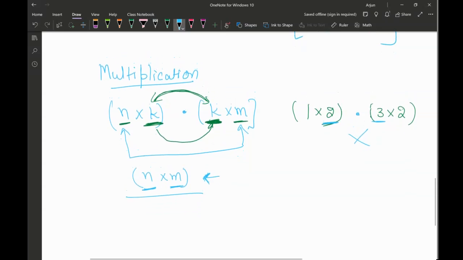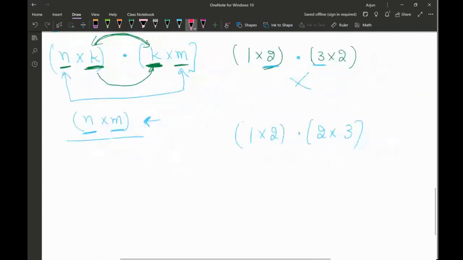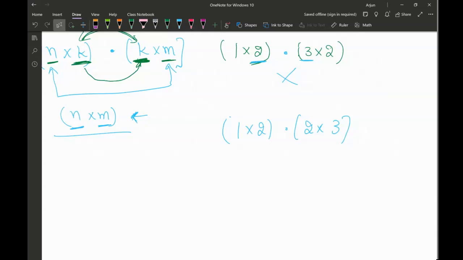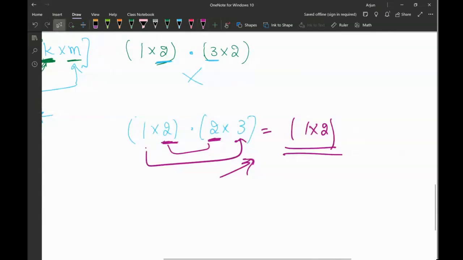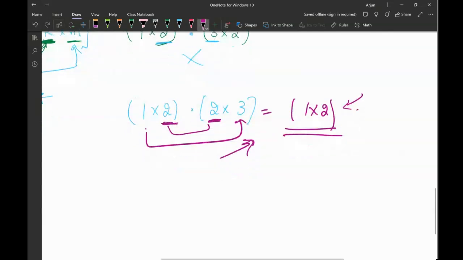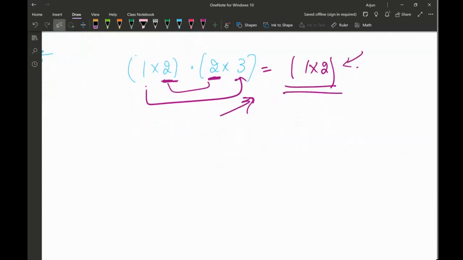Now if it is written like this, 1 times 2, multiplied by 2 times 3, I would like you to pause the video and figure out what the final matrix will look like. Okay, I hope you guessed it right. The final matrix will be 1 times 3. We were able to multiply because the 2 and 2 are the same, so I get a successful multiplication, and the final product is a matrix of 1 row and 3 columns.